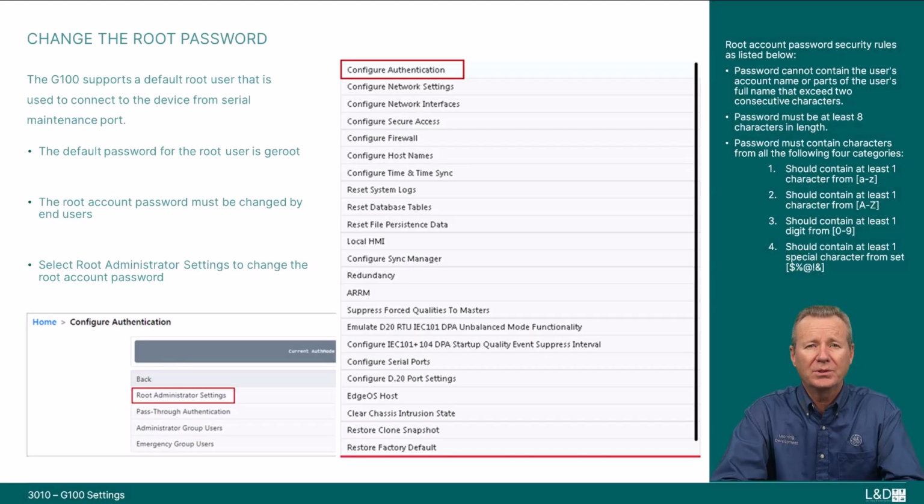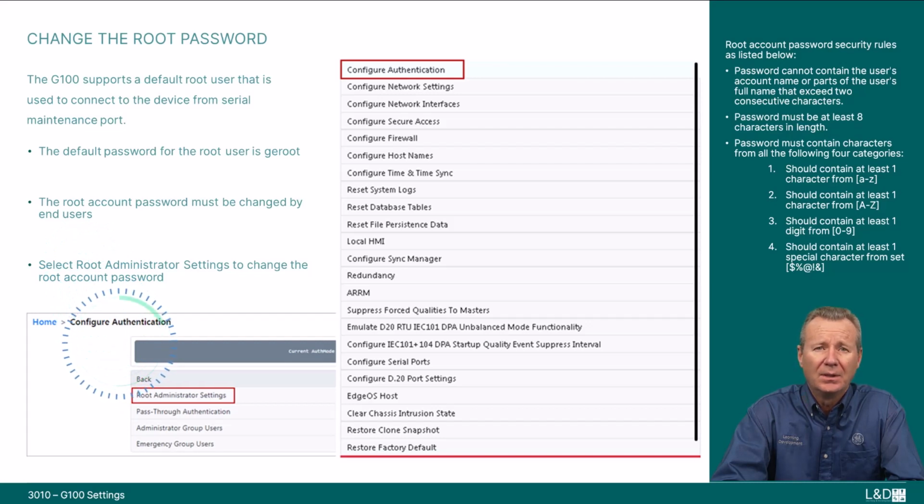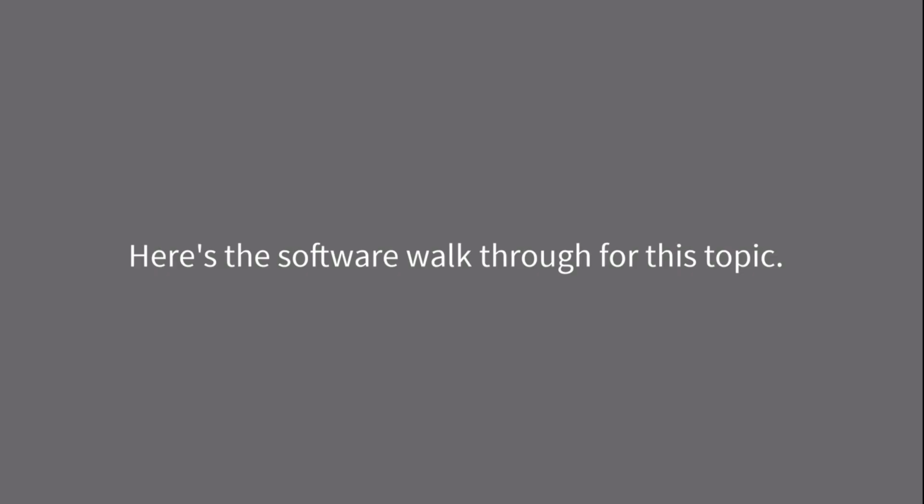The G100 supports a default root user that's used to connect to the device from the serial maintenance port. The default password for the root user is GE-root. The root account password must be changed by end users. To change the root account password, select Configure Authentication from the main menu, then select the Root Administrator Settings tab. Click Change Root Password to change the password associated with the system root user account. Once the new password is confirmed, a pop-up window will appear showing the operation status: successfully changed password for user: root.